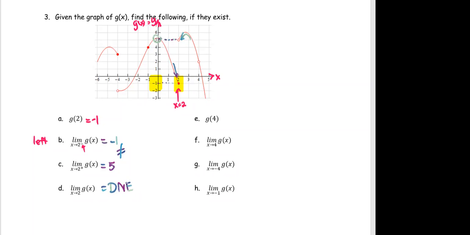So the next one, g at 4. Now we move to the point x equals 4, right there. And the function value on the curve, you see the empty circle there? It is called a hole. A hole means you do not have the function value g at 4. So this situation we call undefined because the graph is missing.